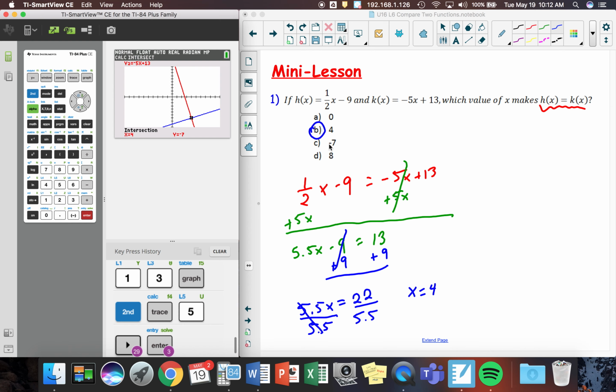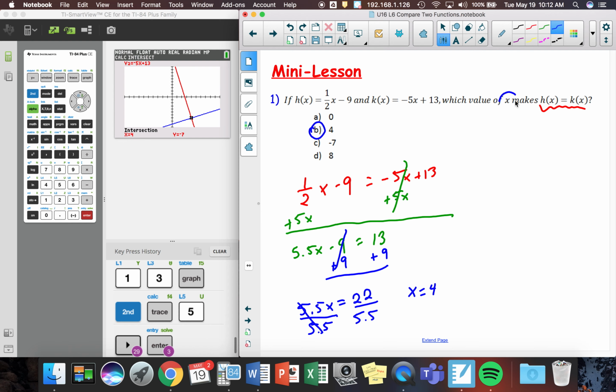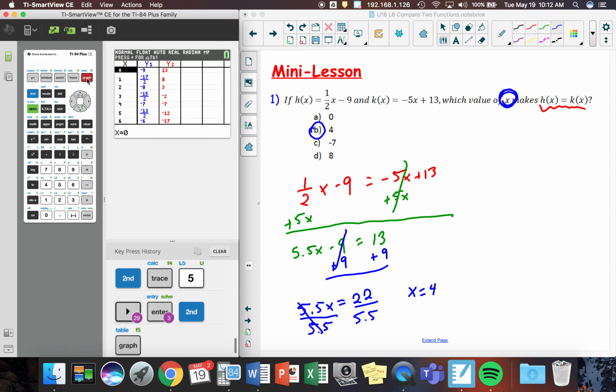Which one's the right answer? Now, notice here, it says which value of x. Since we're solving for x, I take my x answer. And my x answer is 4. Another thing we could have done is look at the table.